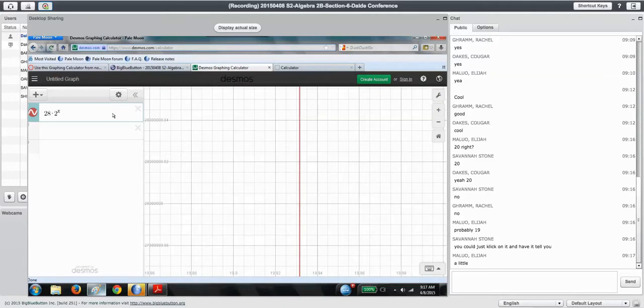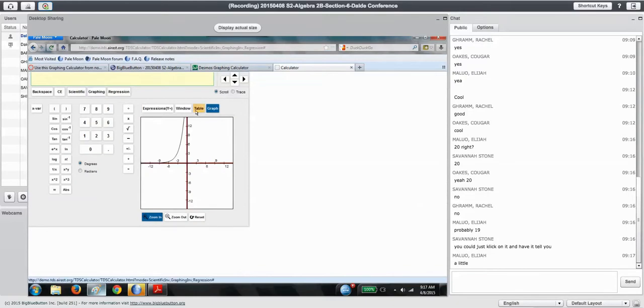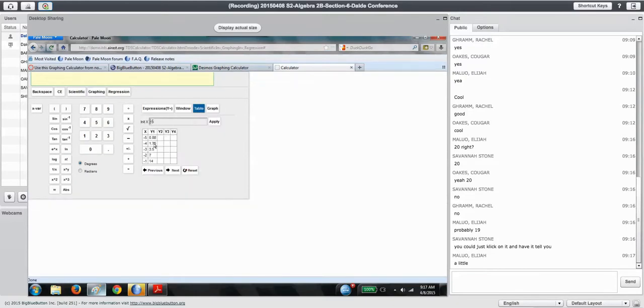On Desmos, you could do this. You could go and click on that edit button and say, hey, I want to make that a table. All right. You can also do this on the calculator. All you do there is just click on table, and it will give you a nice little table over here.